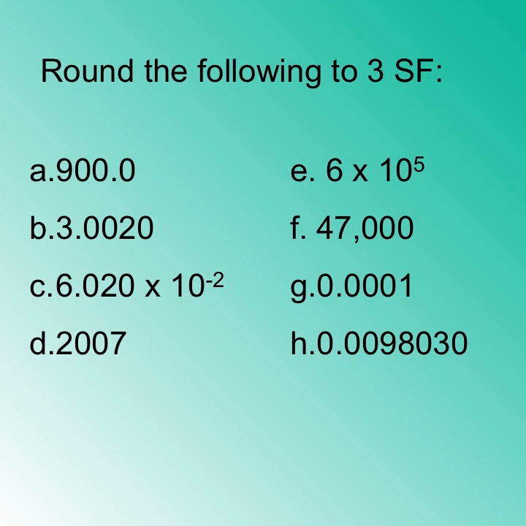And on H, 0.0098030 has 5 significant figures. To make it have 3, I round and truncate to 0.00980. Putting it in scientific notation is always appropriate in this one, so 9.80 times 10 to the negative 3rd.